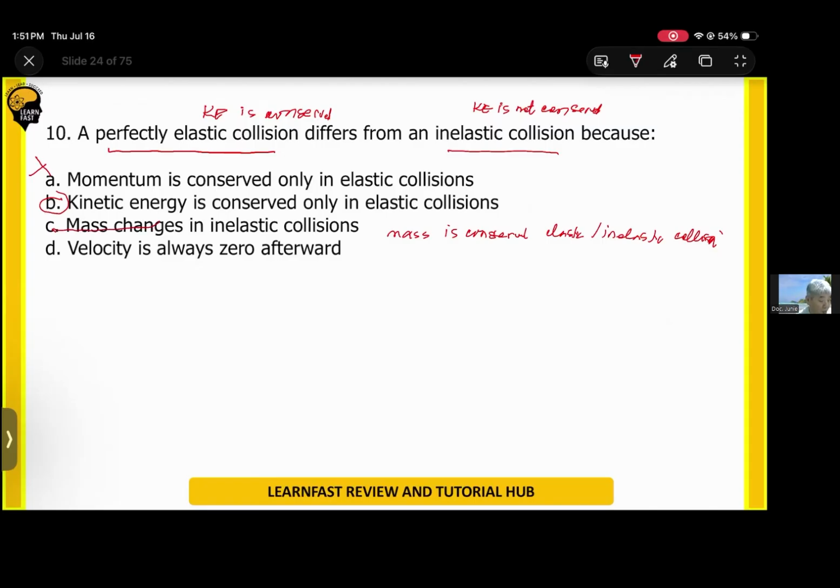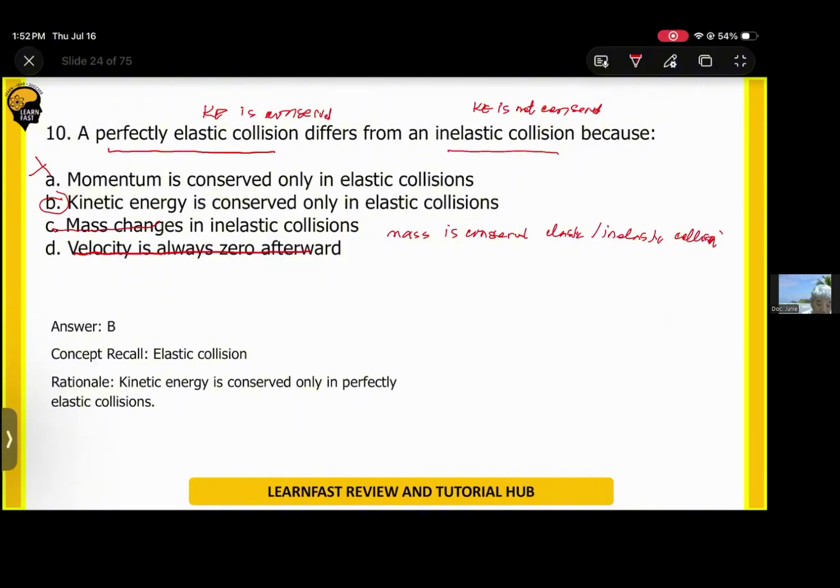Then finally, letter D, velocity is always zero after collision. Velocity depends on the types of collision. Kaya hindi mo pwedeng gawing na valid to. Always zero afterwards? Pwede siyang hindi zero, the velocity after collision takes place. D is crossed out. Kinetic energy is conserved only in a perfectly elastic collision. That's why we pull out B as the answer.